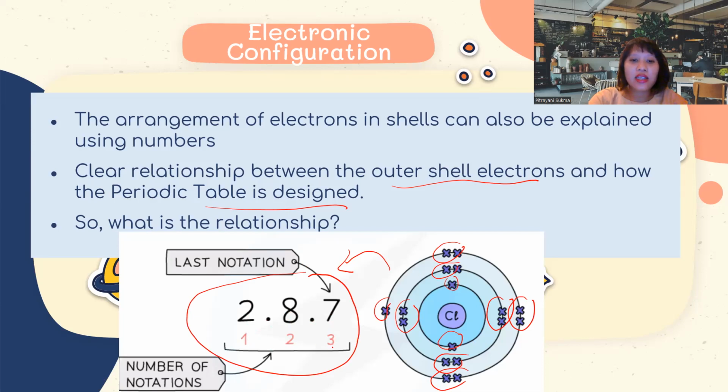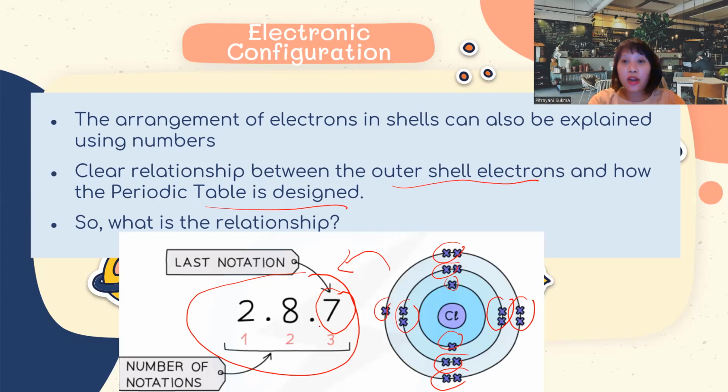So what does it represent? This represents that chlorine is in period 3 of the periodic table. And then, as we can see, the valence shell contains 7 electrons. This represents the group of the element in the periodic table, so this represents group 7. So by using the electronic configuration diagram, we know that chlorine is located in period 3 of the periodic table, and it is in group 7.